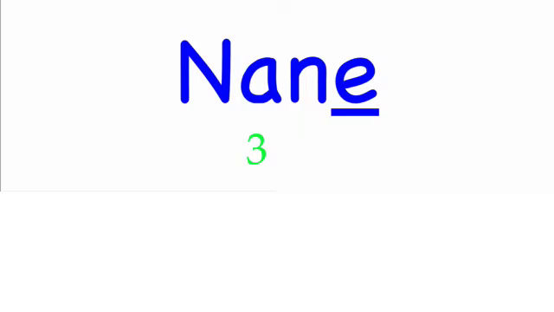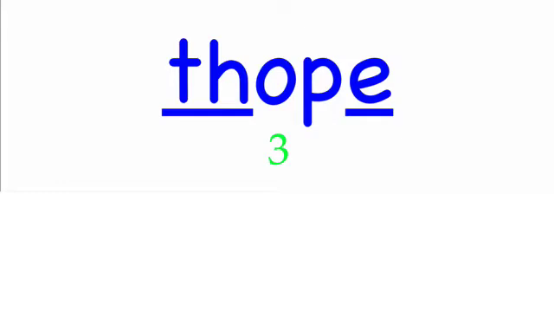The next word is thope. Thope, which has 3 sounds. Th, o, p. Thope. Notice we underline th because we have a consonant team.